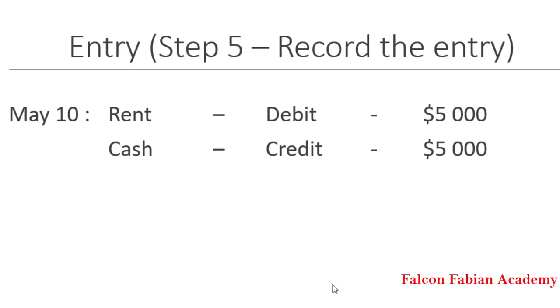Let's have a look at the entry, which is our step 5. May 10, rent will be debited. It's an expense, value 5,000, and cash would be credited. Why? Because it is going out of the business and the value is going to be 5,000.